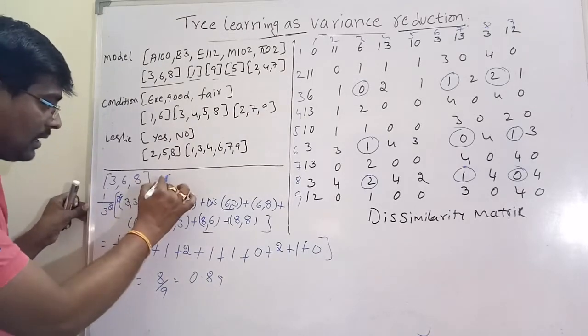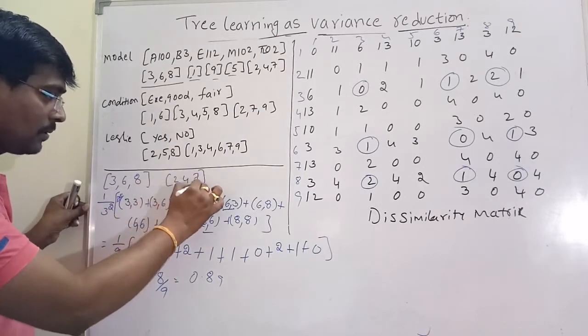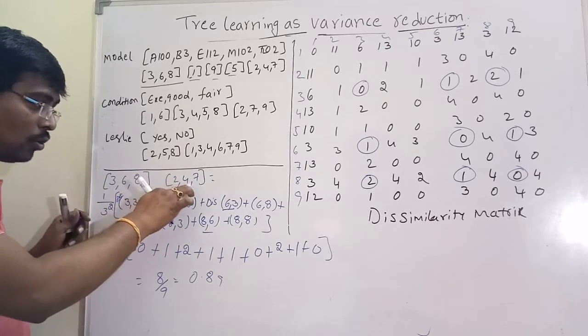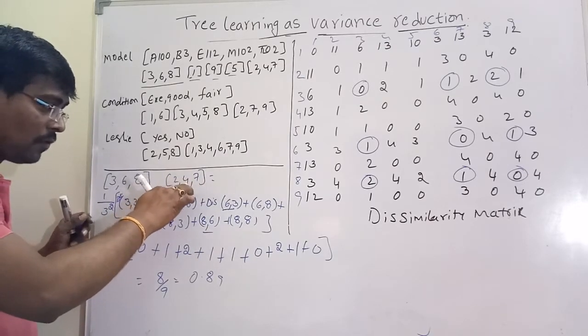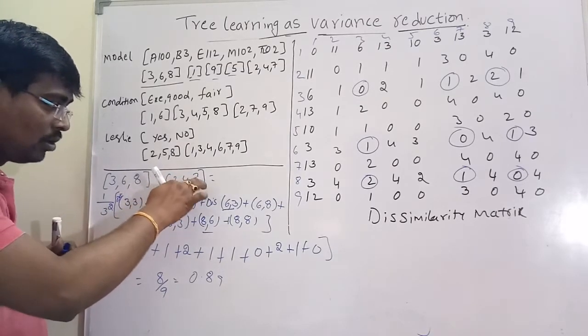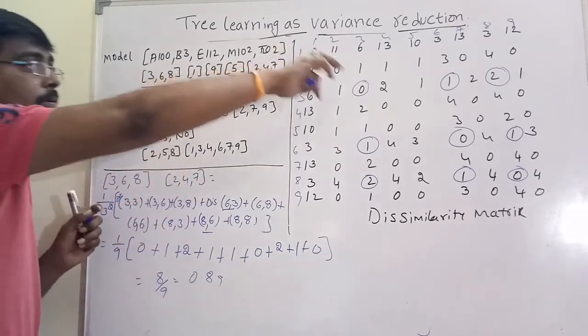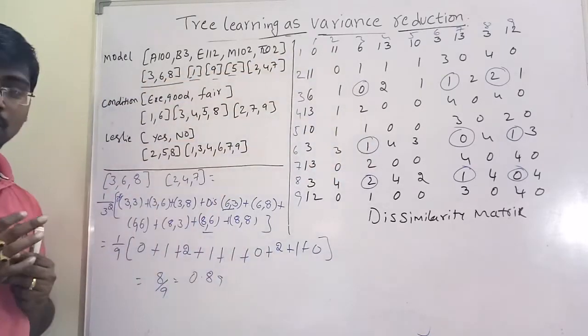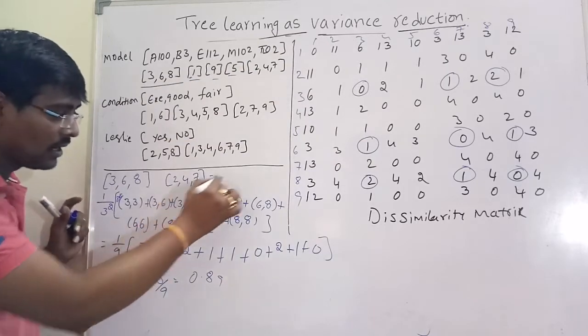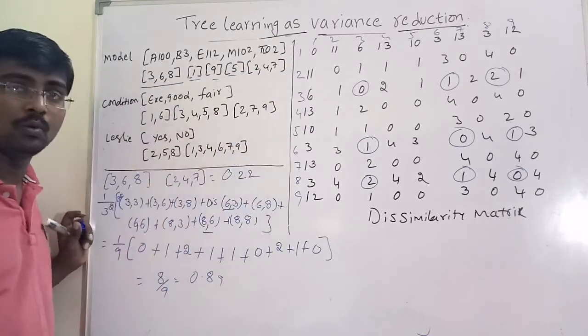If you are calculating for 2, 4, 7, that means 2, 2, 2, 4, 2, 7, 4, 2, 4, 4, 4, 7, 7, 2, 7, 4, 7, 7. Observe the matrix and write down all the values. By writing down all the values, we are getting the value of 0.22.